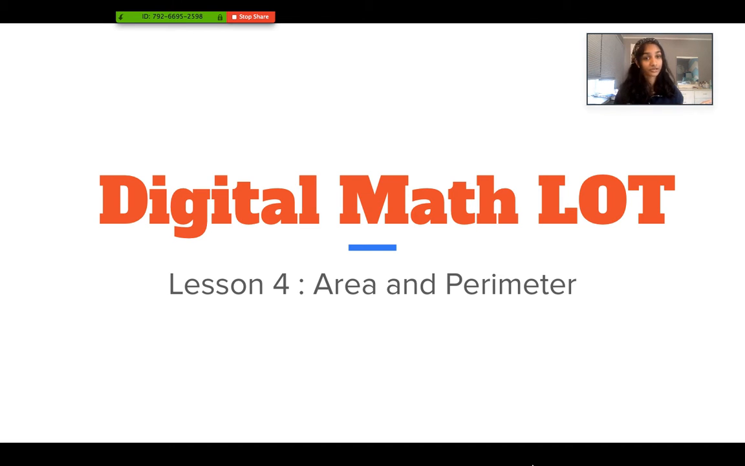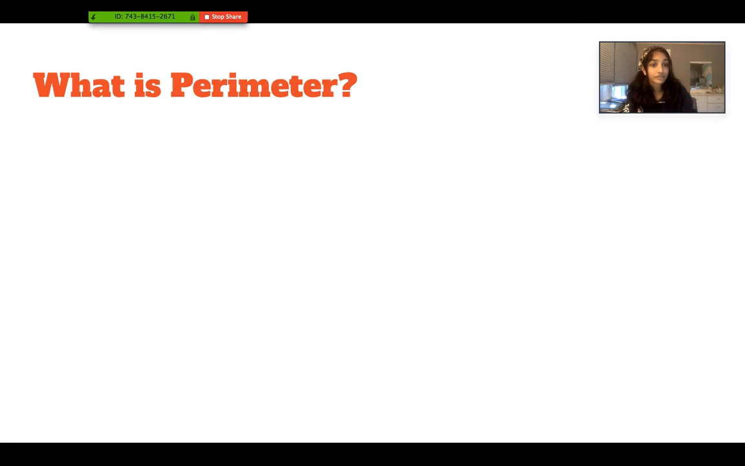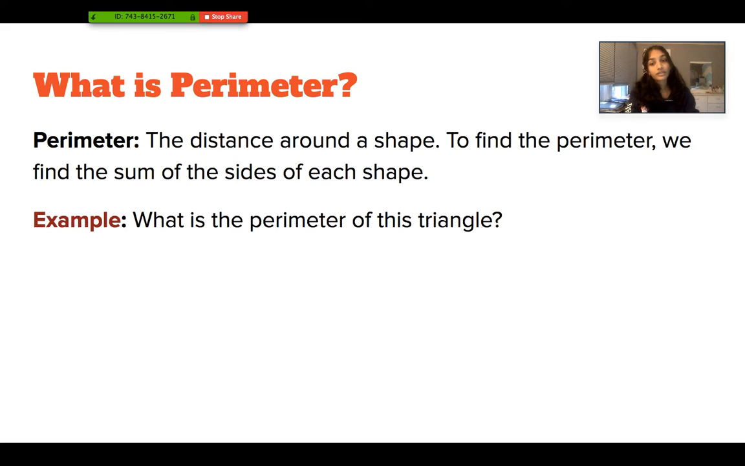So without further ado, let's go to area and perimeter. First, we're going to define perimeter. Perimeter is the distance around a shape. To find the perimeter, we have to find the sum of the sides of each shape.